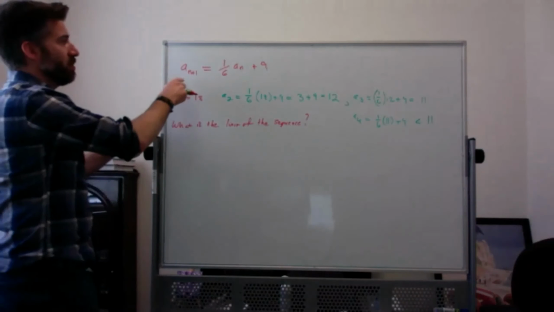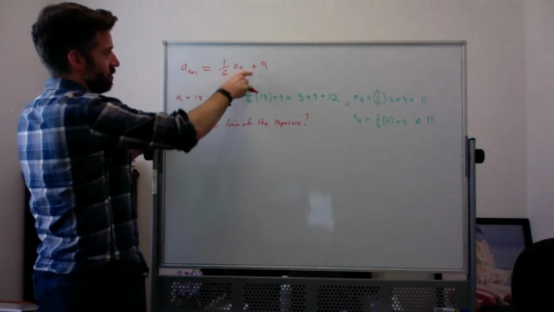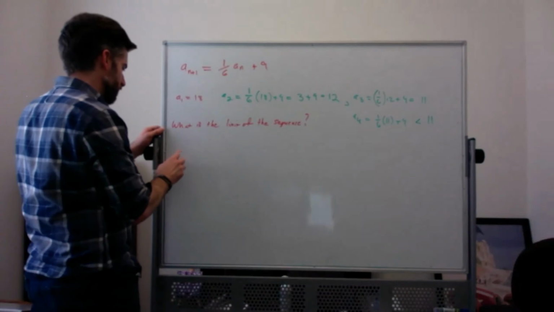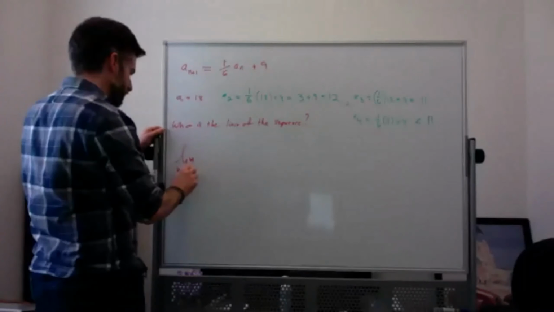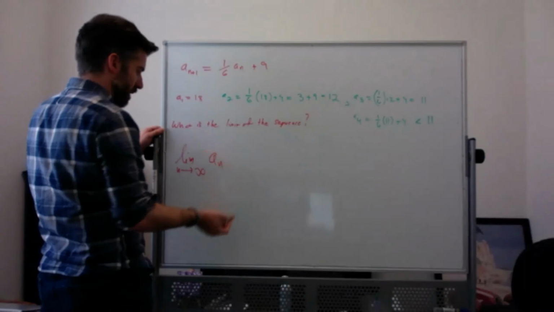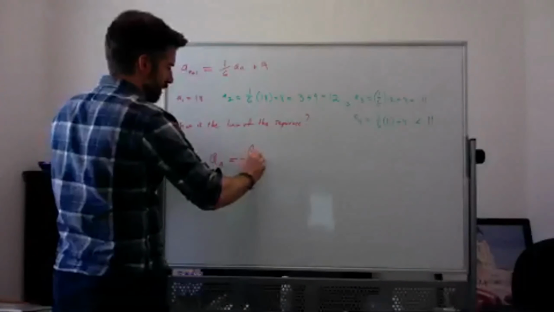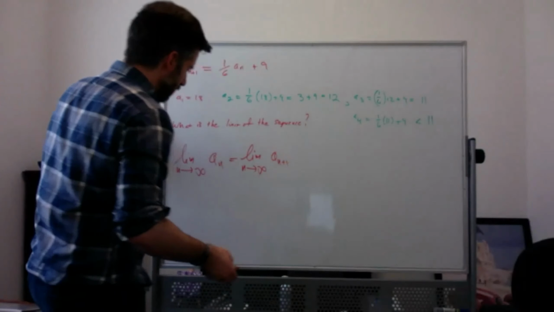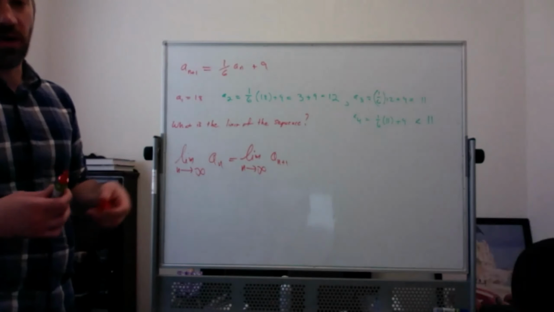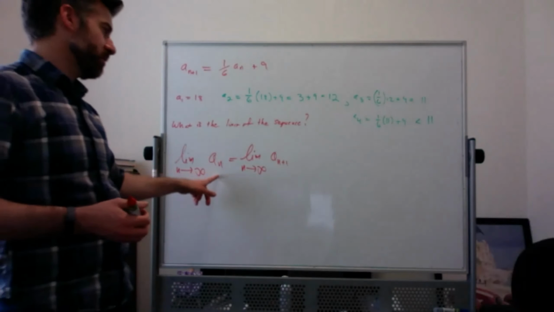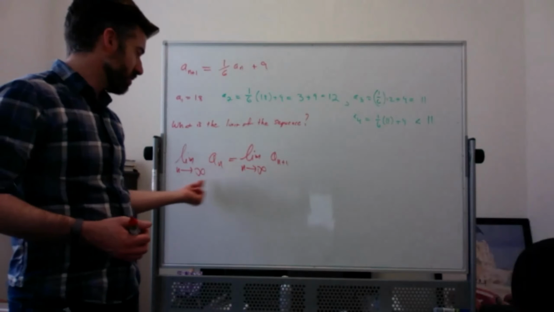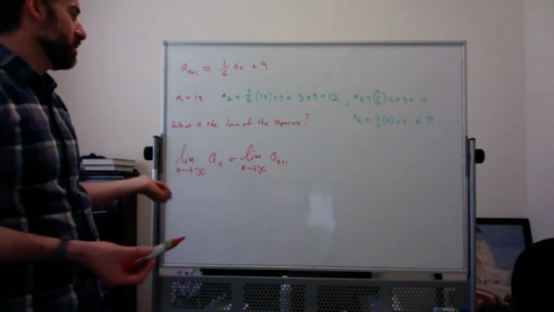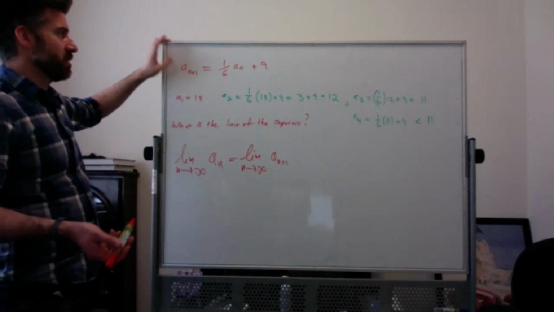So again, I've got a sub n plus 1 equal to 1/6 of a sub n plus 9. And the idea here is that I want to take the limit of this. So the limit as n goes to infinity of a sub n is equal to the limit as n goes to infinity of a sub n plus 1. Right? If a sub n is just the nth term of the sequence, it doesn't matter if you're at the nth term or the n plus 1 term. If you're letting n go to infinity and the limit exists, they're both going to end up at the same place.